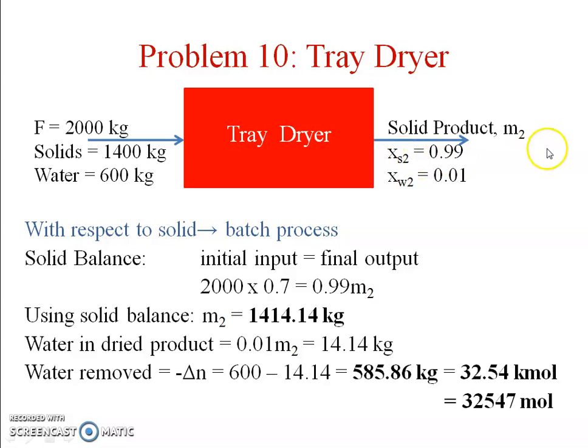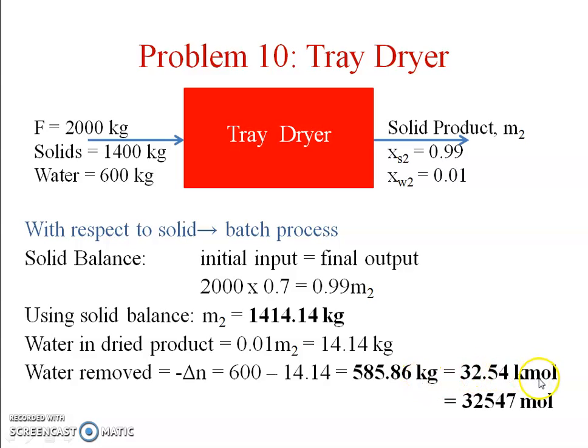So I'm calculating how much solid product, or dried product, I get directly from this one equation. My solid balance gives me the dried product as 1414.14 kg. Okay, so water in dried product is equal to 0.01 into m2, because the water mass fraction is 0.01. So water over there is 14.14 kg. So the water removed in this total process is 600, that is incoming, minus 14.14, that is going out. That becomes equal to 585.86 kg.